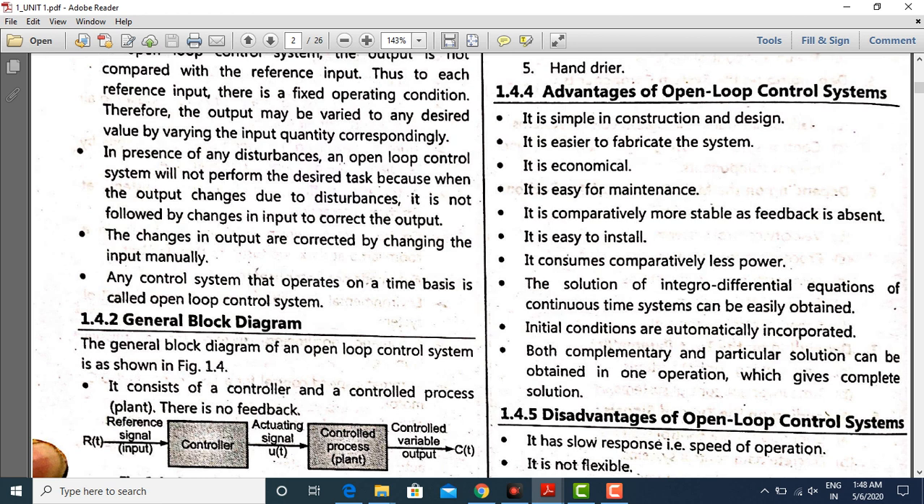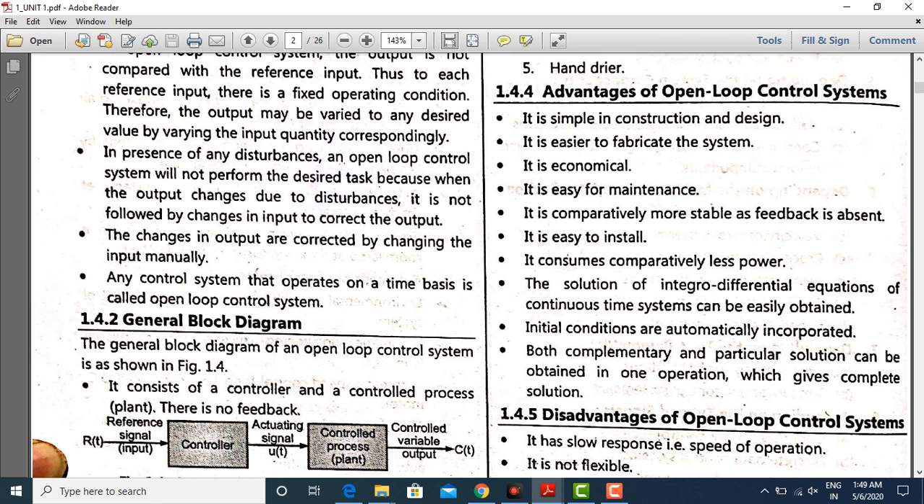It is simple in construction and design. It is easier to fabricate the system. It is economical. It is easy for the maintenance. It is comparatively more stable as the feedback is absent. It is easy to install. It consumes comparatively less power.